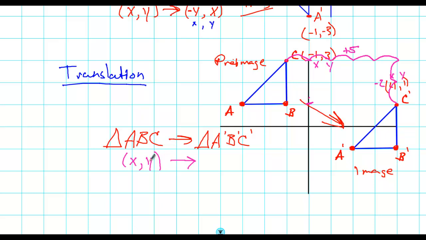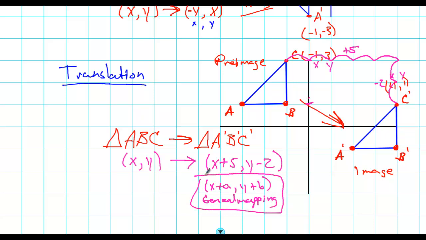So the mapping, or the rule for a translation, at least for this specific translation, is that I took the x value and I added 5. I took the y value and I subtracted 2. And that's our mapping. You may see it written like this in your book: x plus a, y plus b. This is called the general mapping. And that's just saying that to do a translation, you're going to take the x value, add something to it, and take the y value, add something to it. Well, here we added 5, here we added -2.